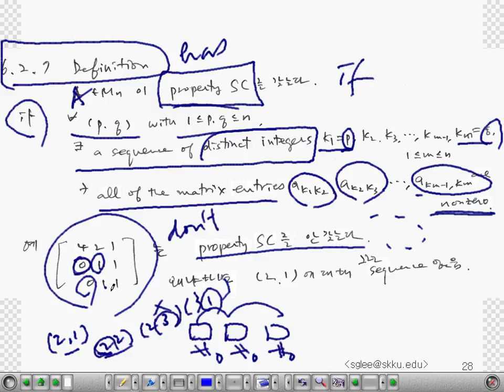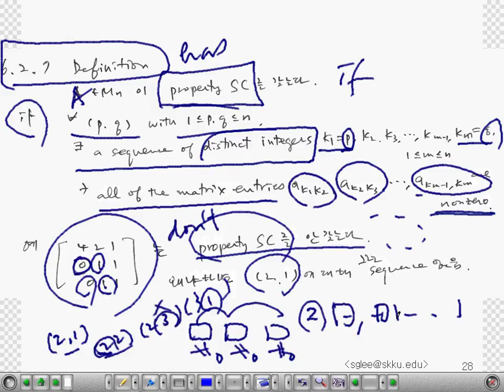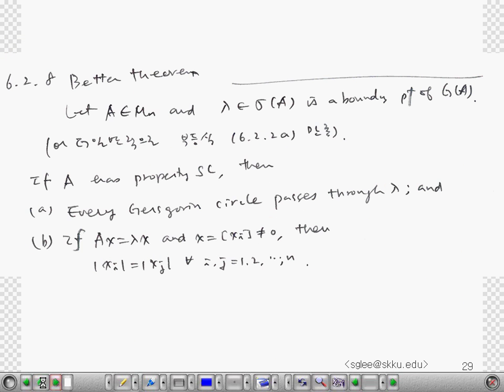And if you start from 2, anyway, from here you cannot find distinct numbers to make a sequence whose corresponding entries are all non-zero. Anyway, this property SC gives us a better theorem like this.